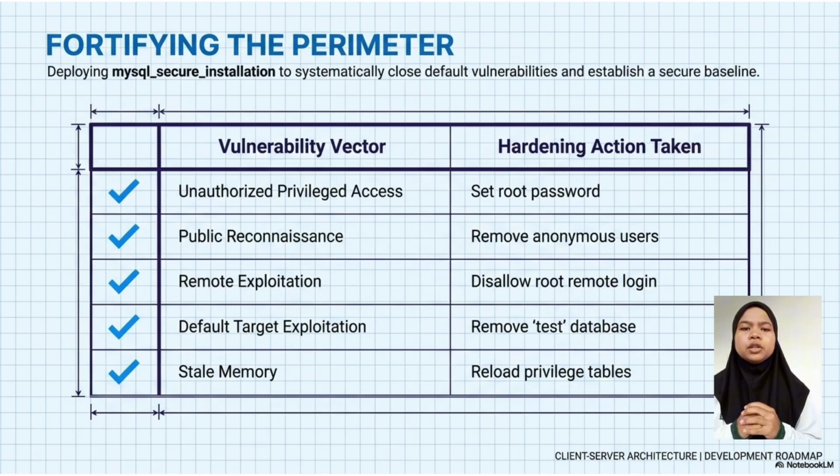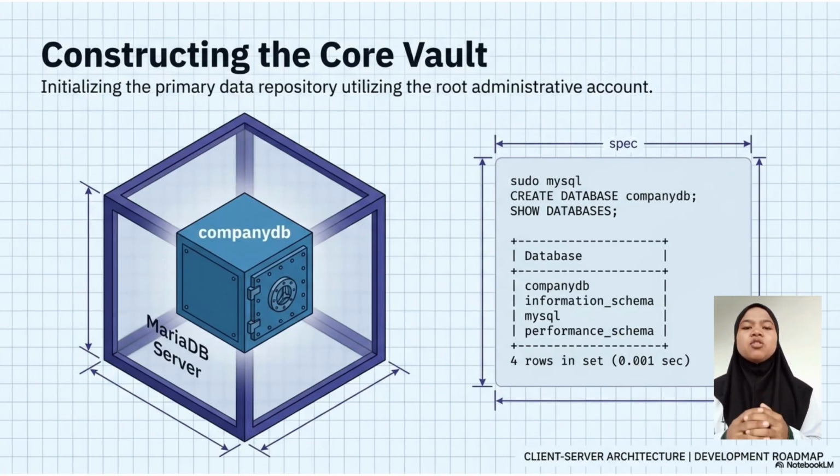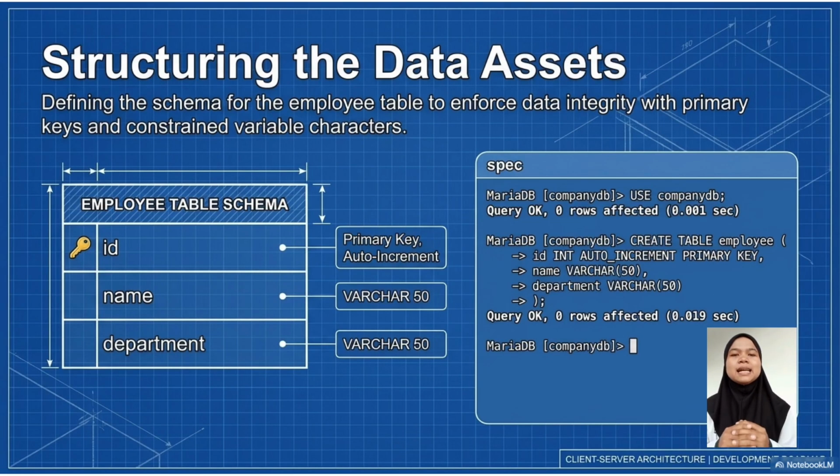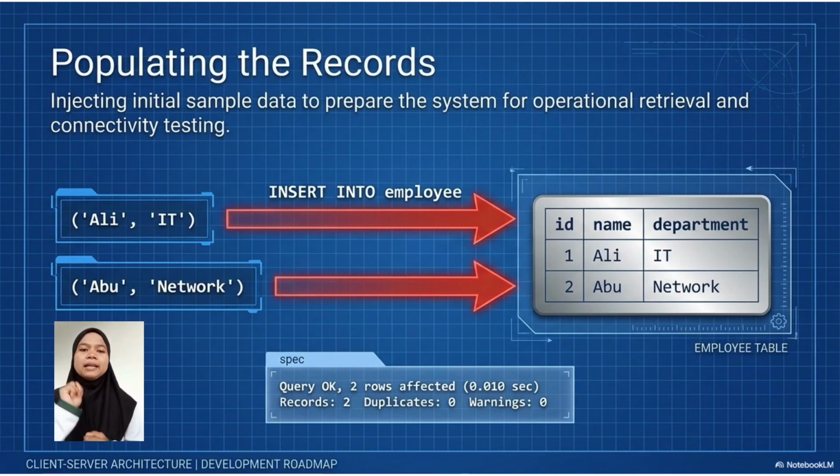I hardened the server by setting a strong root password, removing anonymous users, blocking remote root login, and deleting the test database. I then created a database called CompanyDB and a user named Fedora that is allowed to connect only from the internal IP addresses. Inside CompanyDB, I created a table called employee with three fields, which are ID, name, and department. I also added two example records, Ali from IT and Abu from network.